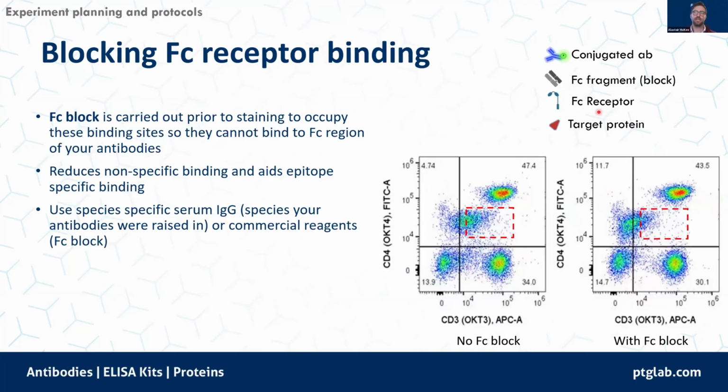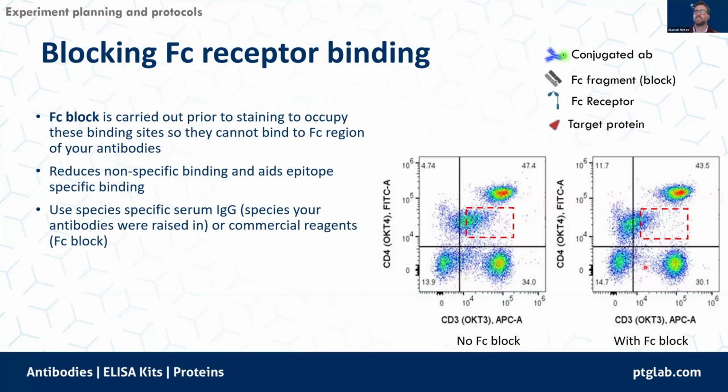This is what you would expect to see. In this particular case we're looking at PBMCs. We have CD4 on the y-axis, CD3 on the x-axis. This particular population of cells is monocytes. Monocytes do express CD4, but they don't express CD3. So what we're seeing here in the absence of that Fc block is a shift in the population of monocytes, which is non-specific.